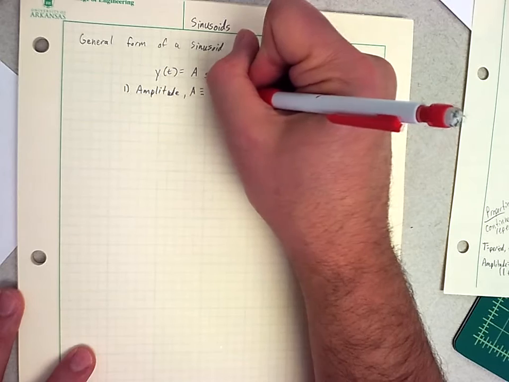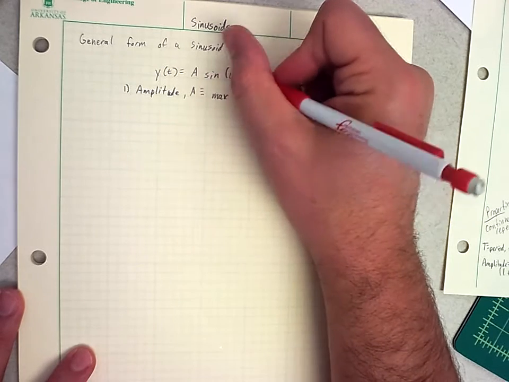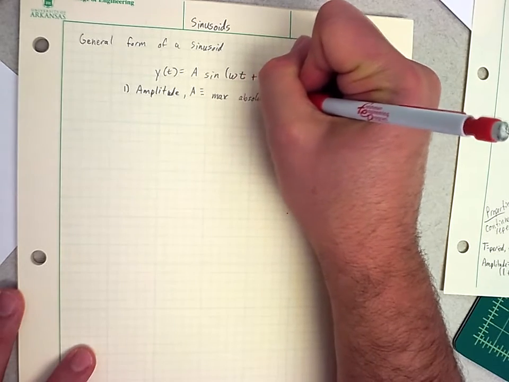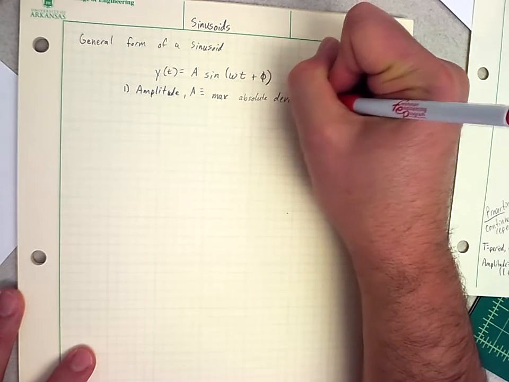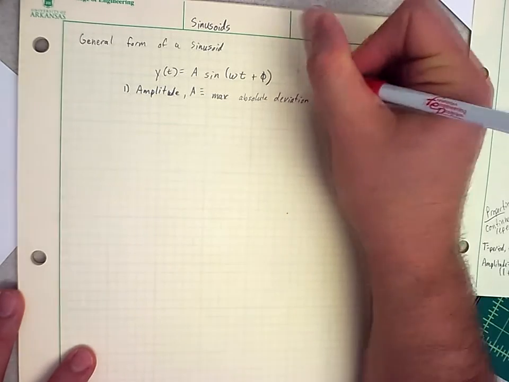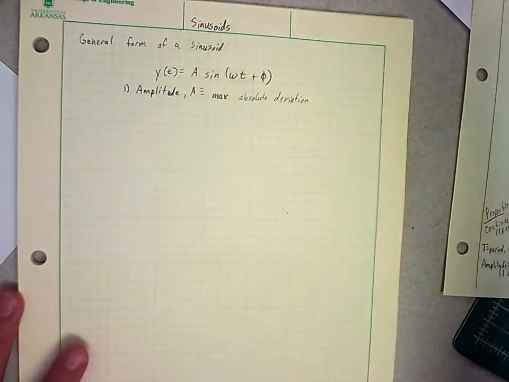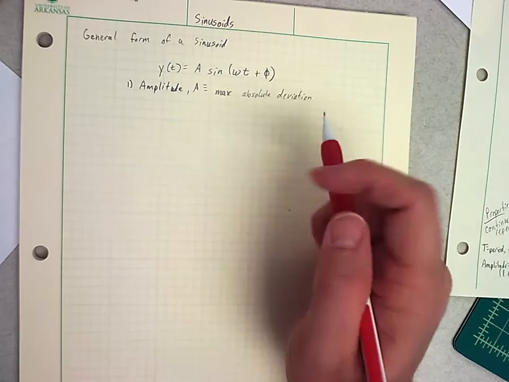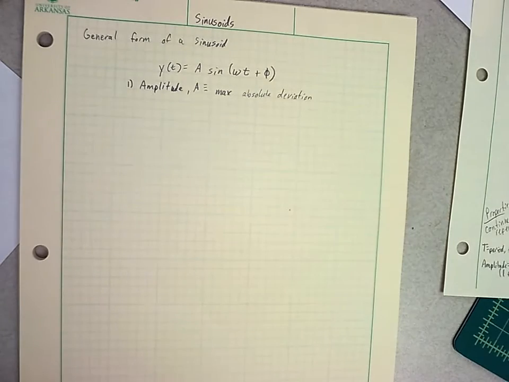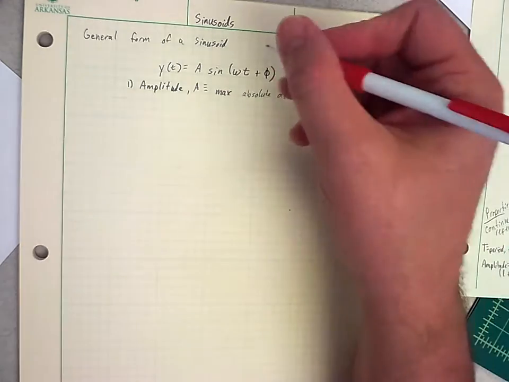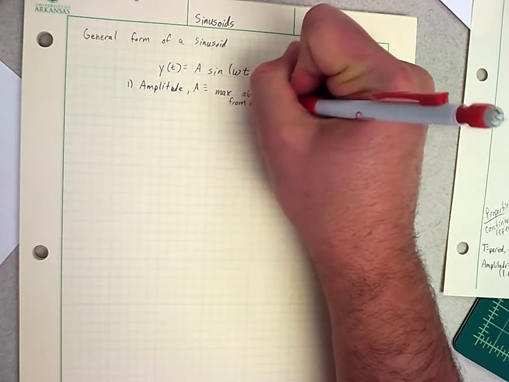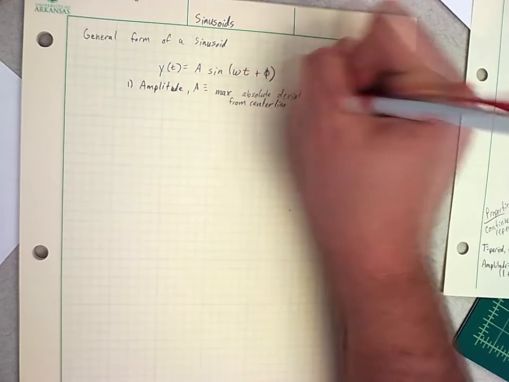And that is the max absolute value. Or I should say absolute deviation. Because it may be, as we move forward, that we use some sort of shift and the wave, instead of starting at 0, starts up higher. And so it may not always be centered across the axis, but it's how much it fluctuates from the center line.